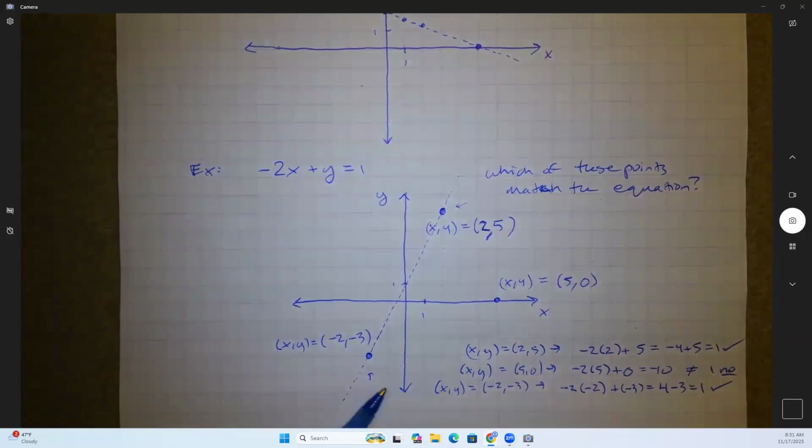And notice how if the line connects these 2 points, it definitely cannot reach out and touch the 5 comma 0 point. That would not be a nice straight line.